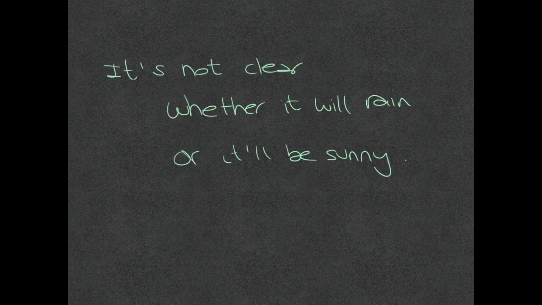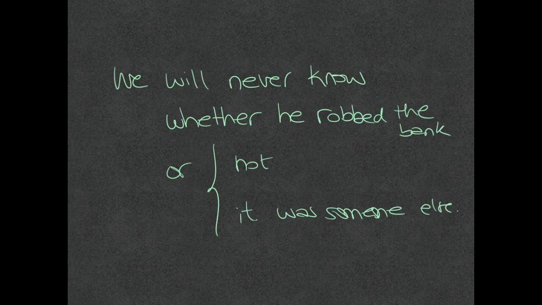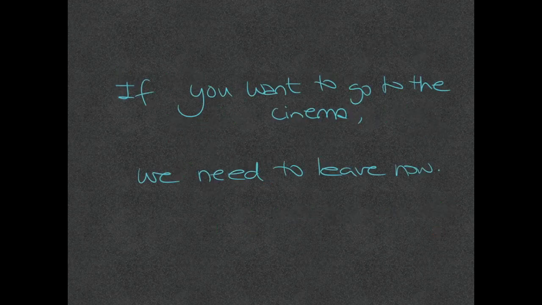Or for example, it's not clear whether it will rain or it'll be sunny. One final indirect question would be, we will never know whether he robbed the bank or not. Or we'll never know whether he robbed the bank or it was someone else.